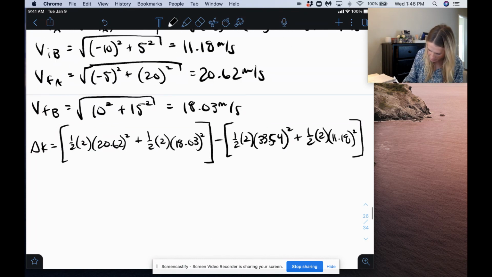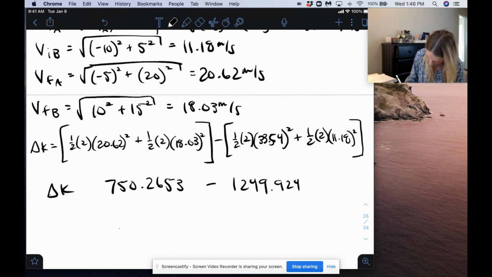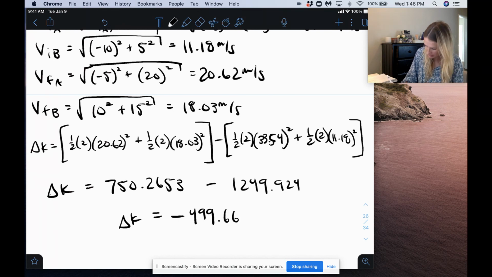So in the first one, I get 750.2653 minus 1,249.924. So for our change in kinetic energy, we get negative 499.66 joules.